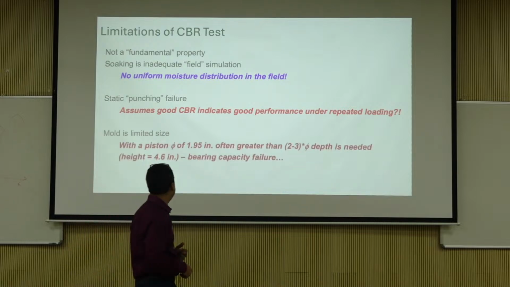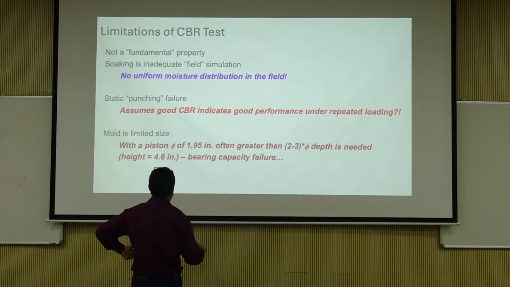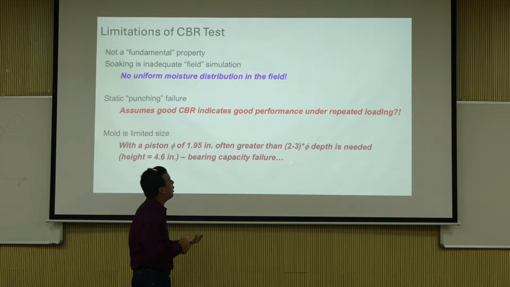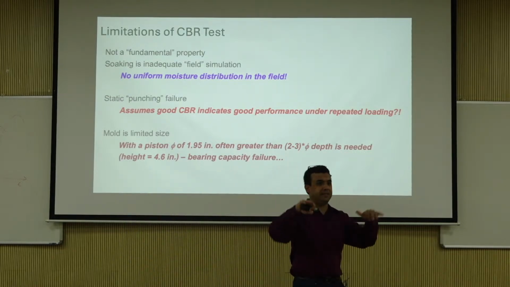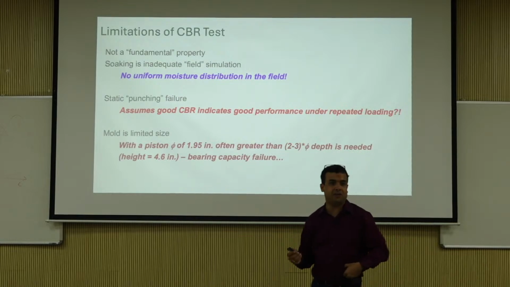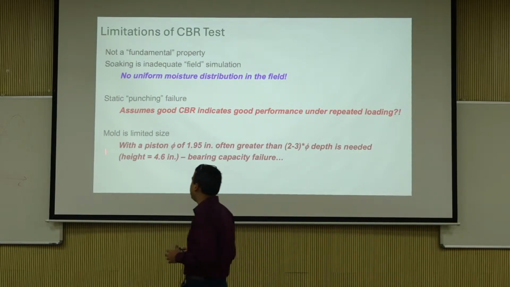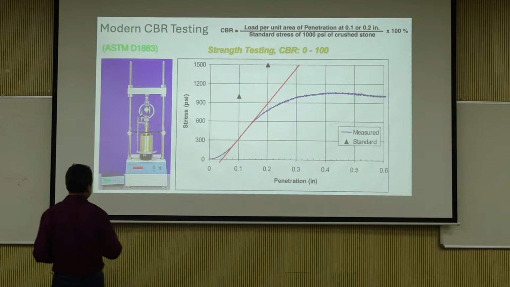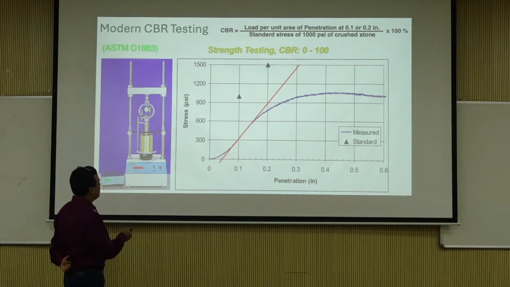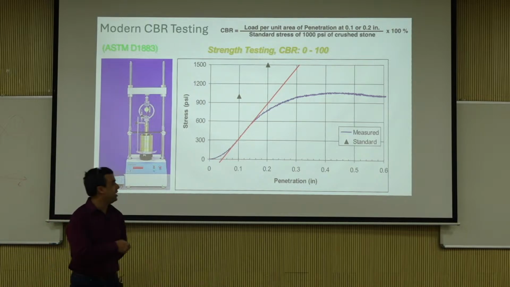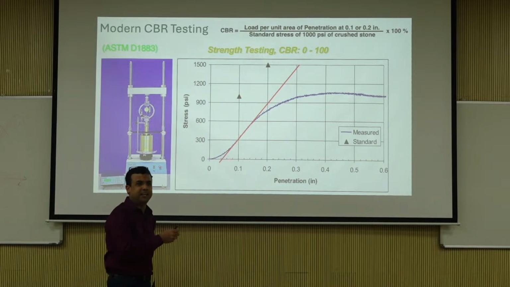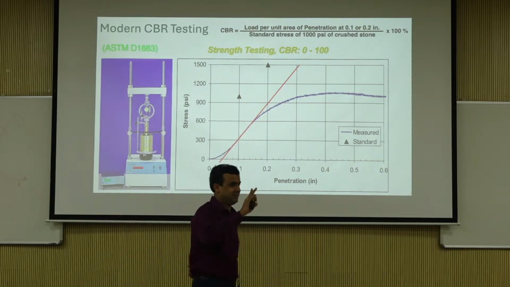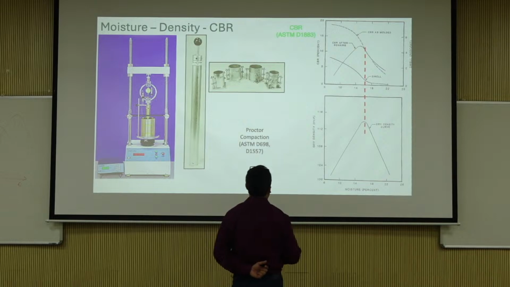So that's the limitation. Mold size, I told you already. For bearing capacity, you need a depth of 2 to 3 times the diameter just to develop a proper bearing capacity. If you go back to your Terzaghi's bearing capacity failure and stuff like that, right? So that's the reason mold size affects it. Also, this is just a very trivial detail. I'm assuming whoever is running CBR has modern equipment that does the zero correction at the very beginning, because there is some seating that happens. It's just a little trivial thing. I'm not going to spend much time.